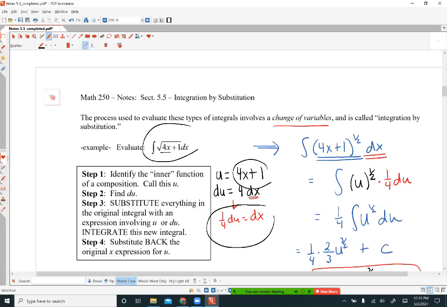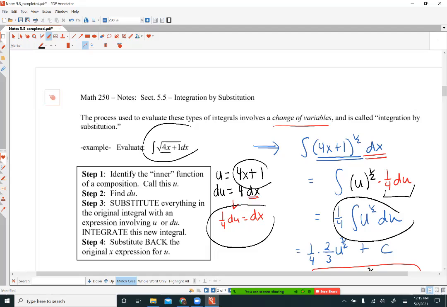We have u equals something, and we have dx equals something. Wherever we see 4x plus 1, just replace it with u. Let's write our dx in terms of du, so dx is 1/4 du. And now the integral of the square root of 4x plus 1 dx is the same as 1/4 the integral of u to the 1/2 du. This we know how to do.